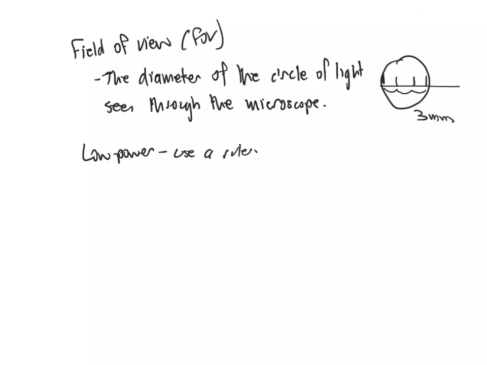Low power, use a ruler. Measure the number of divisions on your ruler, and that works out the field of view. For high power, 100 times, etc., the field of view is going to be less than 1 millimeter, so we can't actually see the distance between two divisions. So we have to use a formula. And here's the formula. We use the high power diameter, that's what we're trying to work out, HP for high power diameter. And the way we're going to work that out is using this formula here.